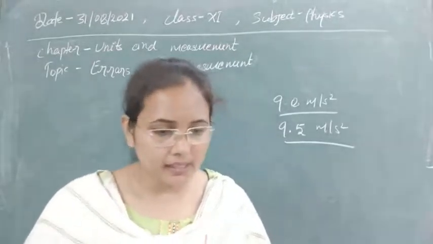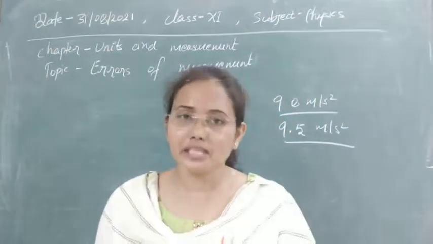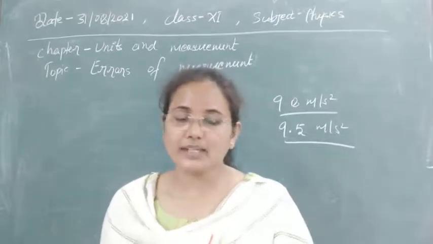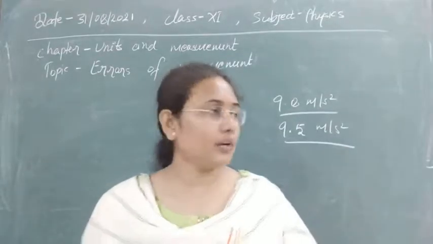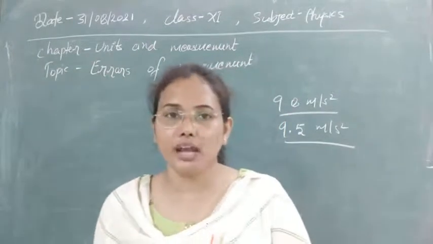So simple errors are, I think, now clear. The difference between the true value and the measured value of a quantity is called error of measurement. You can take the difference and find out what percentage of error you have.